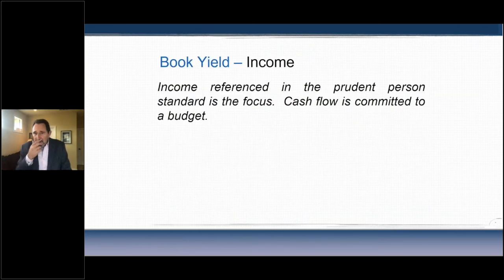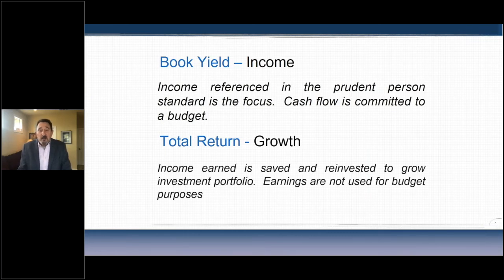So what is book income? In the prudent person standard, it's focused on cash flow. It's money committed to the budget. When you think about total return growth, it's basically money that's saved and reinvested to grow the investment portfolio. The earnings are not being used for budget purposes. So the key distinction here is that total return is usually with portfolios that don't need the funds for budget purposes, whereas book yield is used when you're constructing the portfolio.